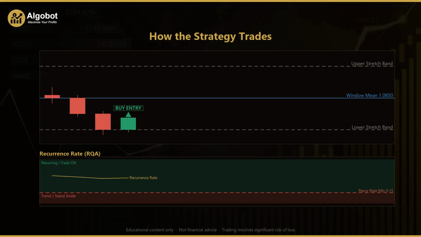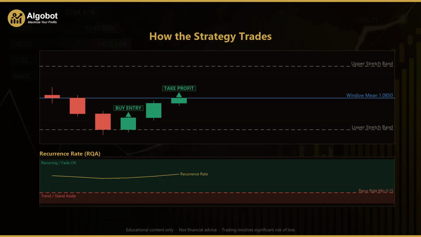On the price chart, the solid blue line is the window mean at 1.0850, the fair value the market keeps orbiting. The two gray lines are the stretch bands, sitting 1.6 times the average true range above and below that mean. Look at the opening candle. Price is hovering right on the mean, drifting gently, and the recurrence rate is elevated, a quiet, repeating market.